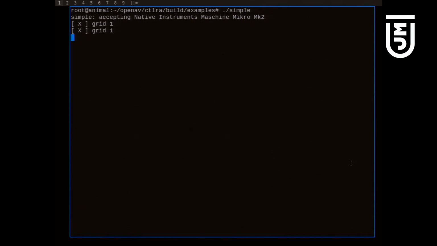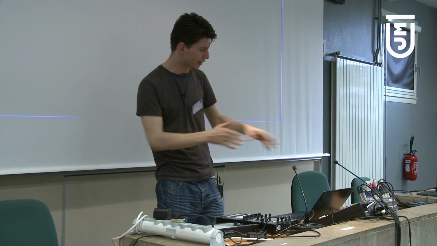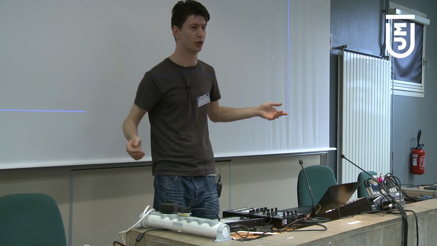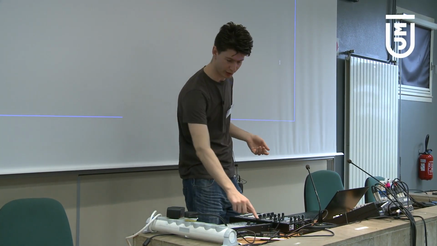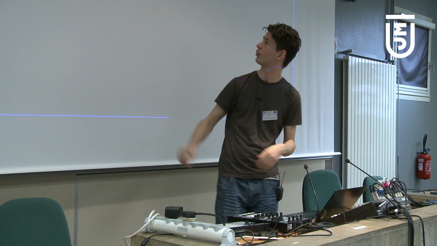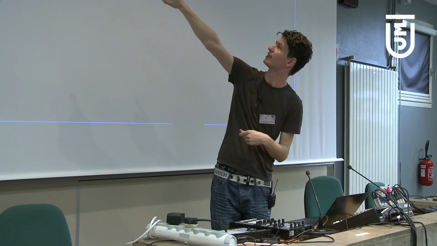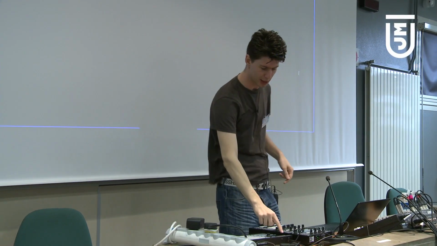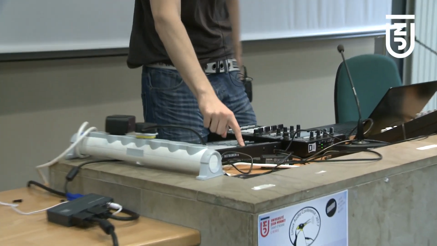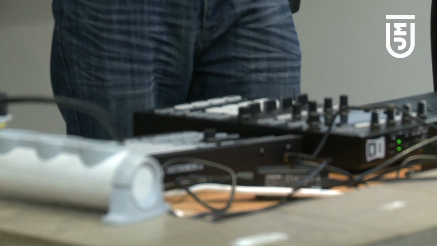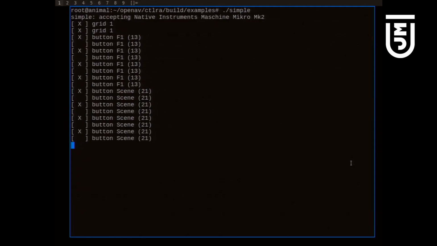So the interesting thing there is if I run an application and I don't have my controllers plugged in yet, and I plug in all my controllers at a later date, that just works. There's no issue with that. Now, if I press buttons, we'll see that we start getting button presses. It says F1, so the label that's actually physically on this controller here is F1. If I press the scene button, then it should say scene. Fantastic. Live demo effect. Not yet, not yet.